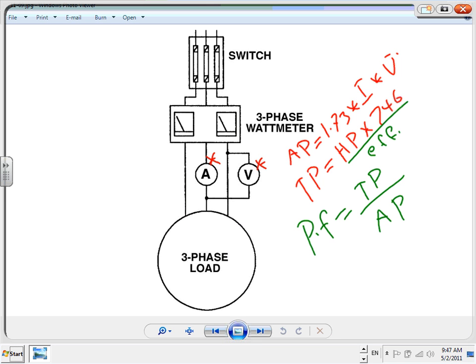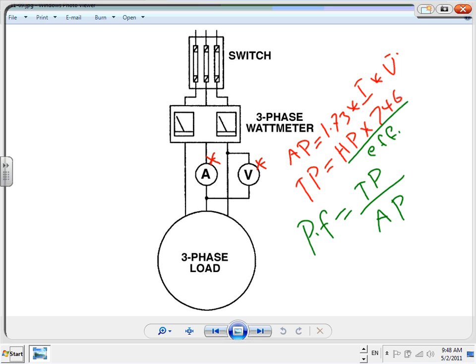The same thing for the voltage. If you go phase A to phase B, phase B to phase C, phase C to phase A, and they're different values, what do you need to do? Average them. Because ultimately, I need one value to multiply here. That's how we do it. And then horsepower, we know what the horsepower is.